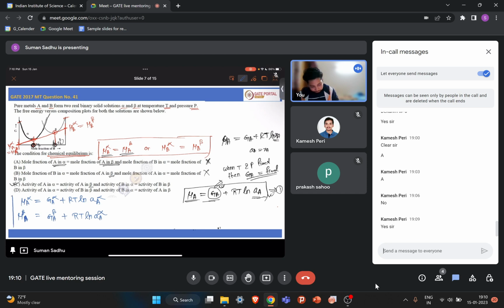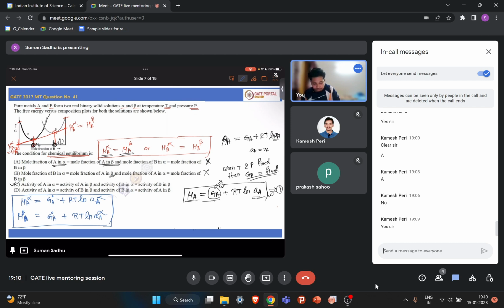So basically these are the pure... No, alpha and beta, the G naught. Sorry, these are the G naught for pure A and the molar free energy of pure A. So here there is nothing like alpha and beta, right?